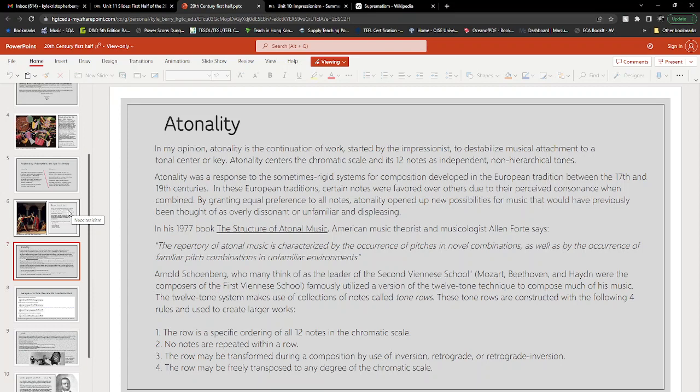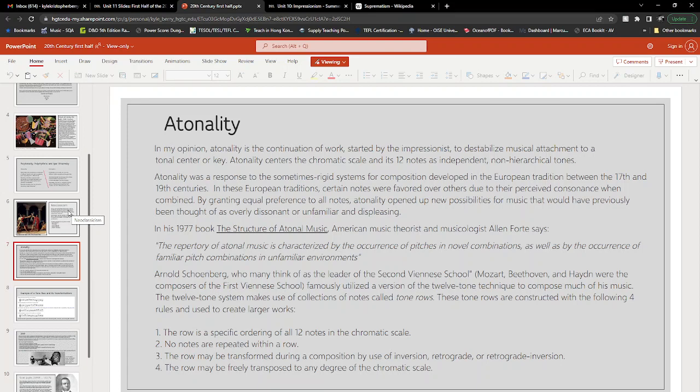Atonality was a response to the sometimes rigid system for composition developed in the European tradition between the 17th and 19th centuries. In these European traditions, certain notes were favored over others due to their perceived consonance. So this idea of consonance and dissonance. By granting equal preference to all notes, atonality opened up new possibilities for music that would have previously been thought of as overly dissonant or unfamiliar or displeasing.